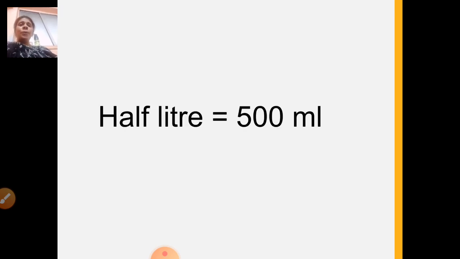Half liter is equal to 500 ml. 500 ml is equal to half liter. And L is a short form of liters. ml is a short form of milliliters. kg is a short form of kilogram. Then g is a short form of grams. cm is a short form of centimeters. m is a short form of meters.